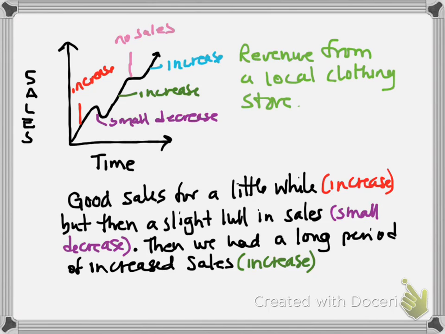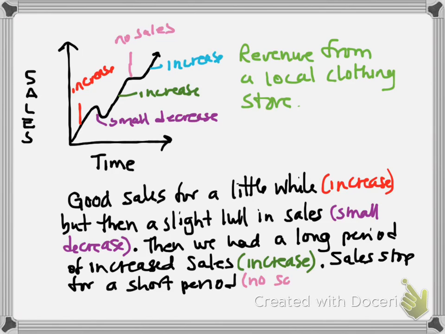And then what did you say that came after that? The sales stopped, but they didn't increase. Okay, so sales stopped for a short period. Now, lull is just like a slow decrease. Lull, L-U-L-L. But this was a stoppage. There was nothing. It flatlined there for a short period of time. What color was that? Pink. So that was no sales.